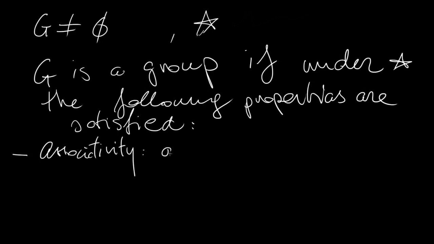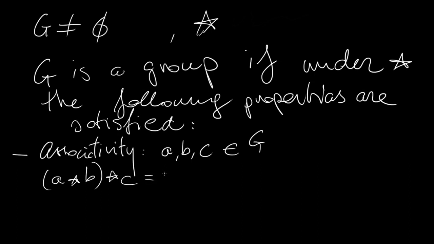So if we have three elements, which we call A, B, and C, that are in the set G, and obviously we use this as our operation, then A star B, star C must be equal to A star, B star C. If this is true, then we have the associativity property. The second property is the identity.